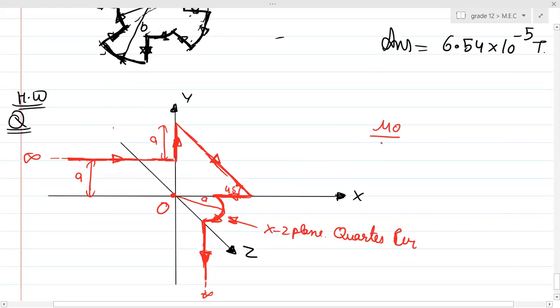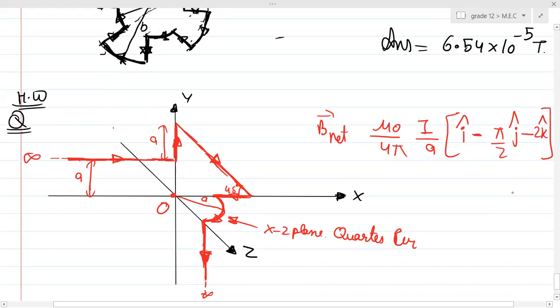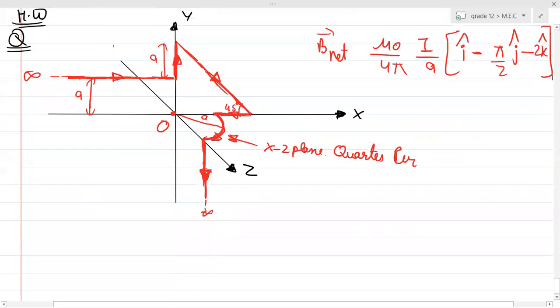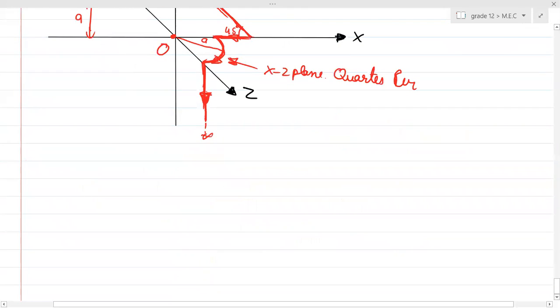Mu naught by 4 pi into I by a. This is the final answer, okay? Into i cap minus pi by 2 j cap minus 2k cap. Okay? So this is one more homework question. One more, and last, I guess.